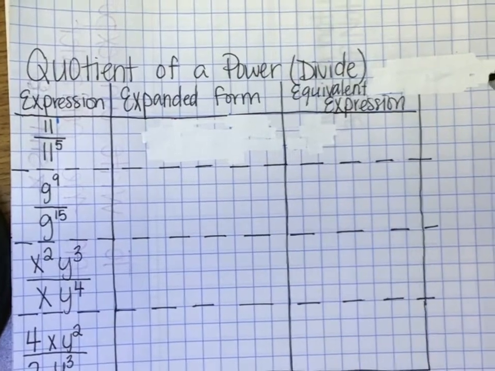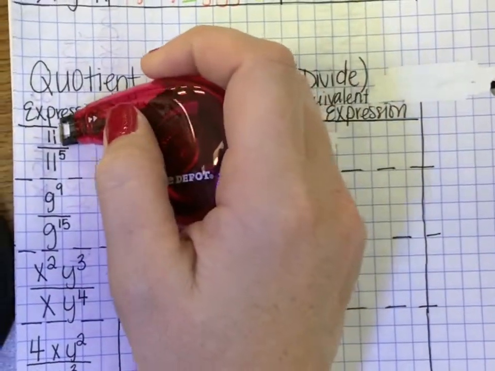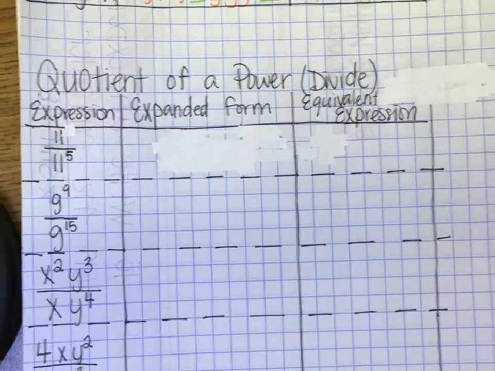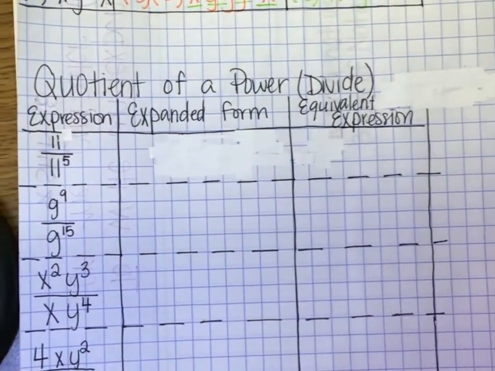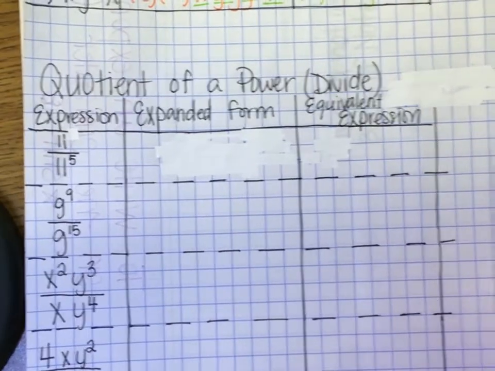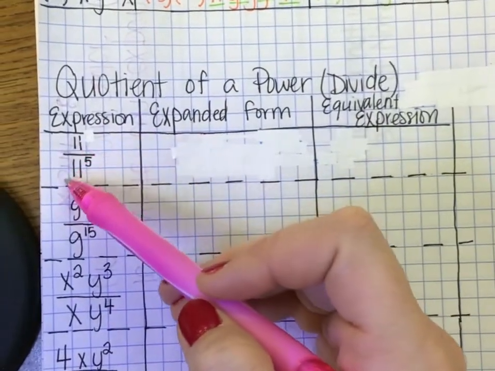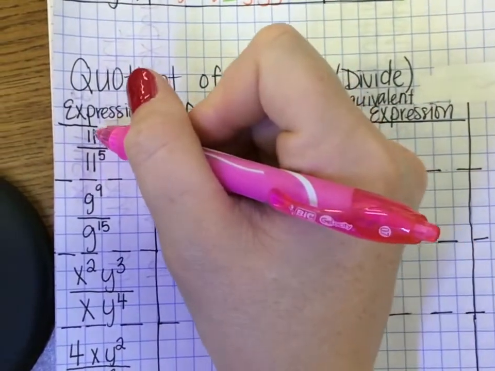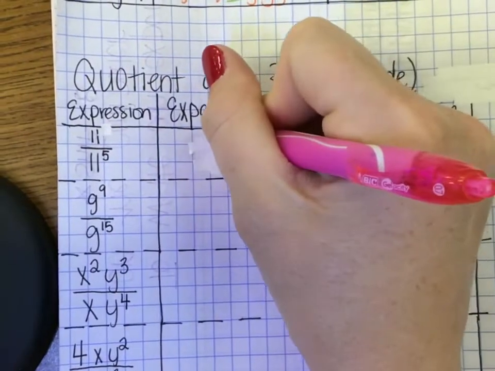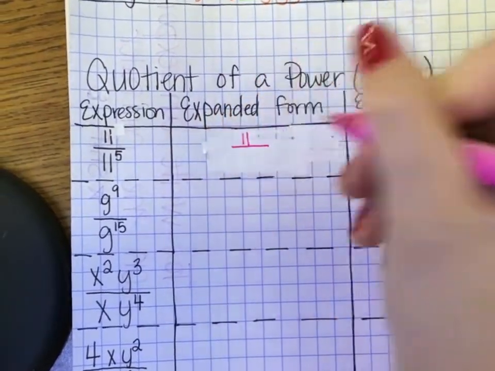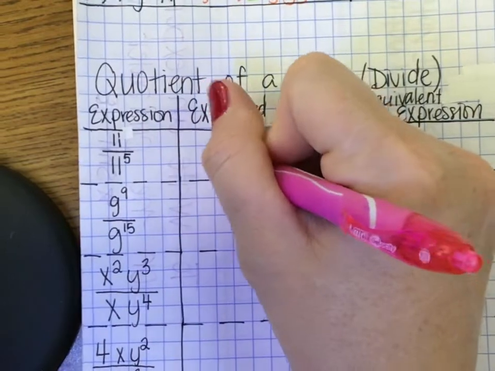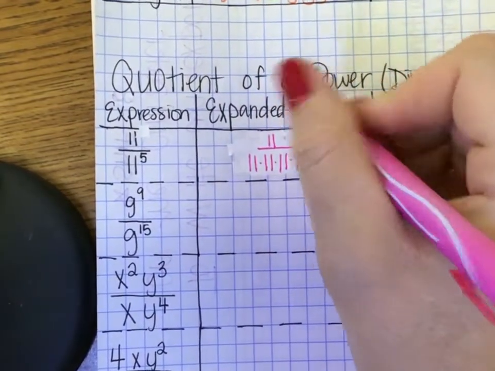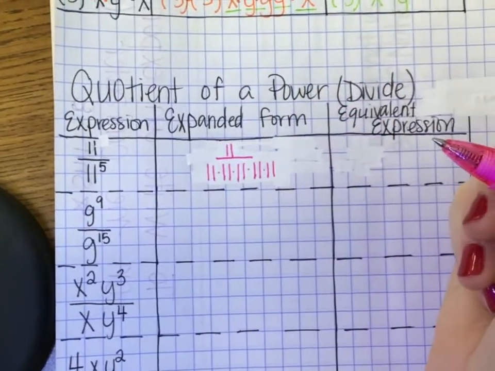So if we look at this one, and again, pause it until you get the table all written down. But this is again a problem from the assignment that a lot of people missed. So if we have 11 divided by 11 to the 5th, just having an 11 on top means there's just an 11 on top, divided by, if we have 11 to the 5th, I would write it out 1, 2, 3, 4, 5 times.